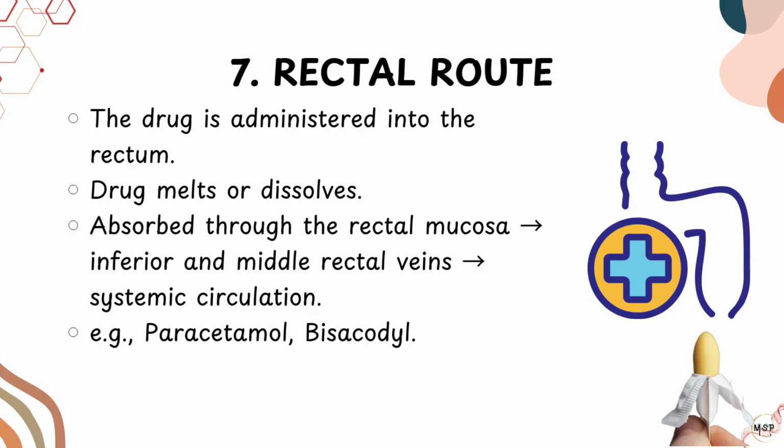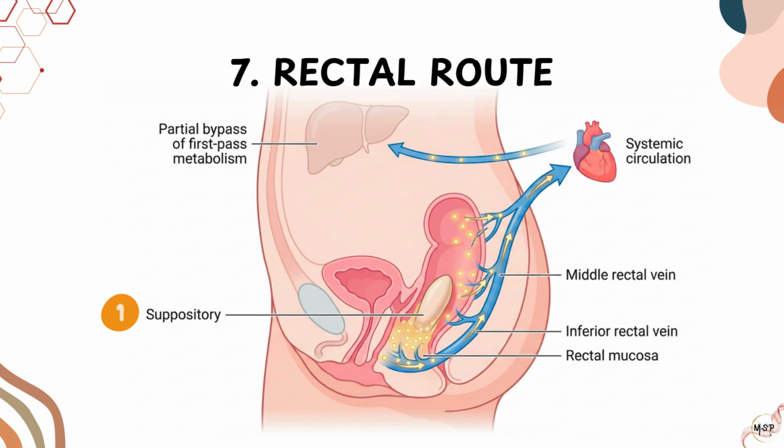Okay, let's talk about a route that's often overlooked, but incredibly useful in the right situations: the rectal route of drug administration. Let's see how it works. First, the drug is inserted into the rectum, usually in the form of a suppository. Once inside, it melts or dissolves in the rectal fluids, releasing the active drug. The drug is then absorbed through the rectal mucosa, which has a rich blood supply.